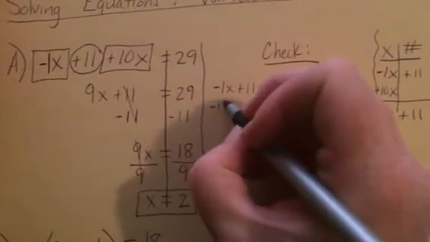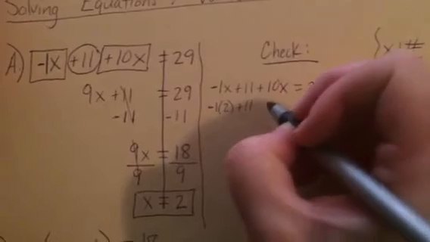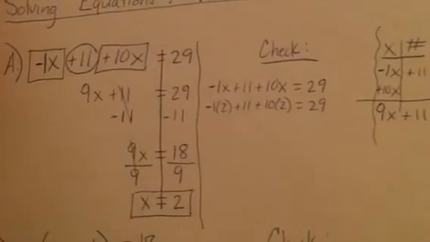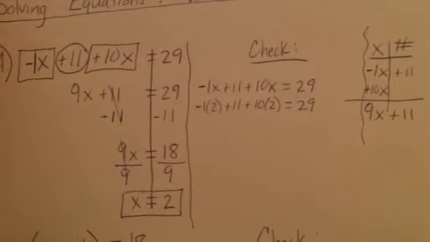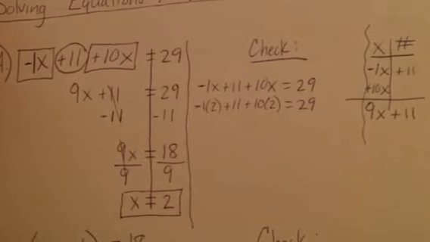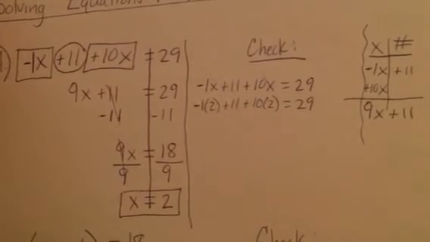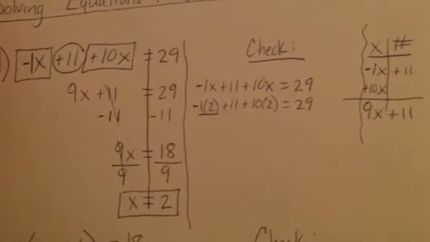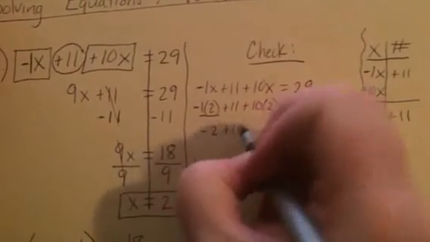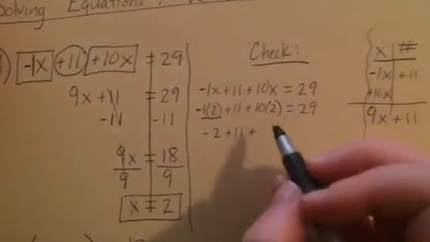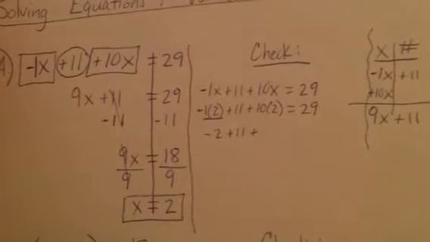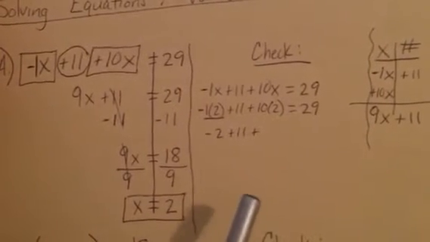So my answer was 2. So I'm going to have -1 times 2 plus 11 plus 10 times 2, and then equals 29. And if we did our job correctly, once we do the correct order of operations, we'll see that the left side also gives us 29 when we put our answer of 2 in. So this is going to be, first of all, multiplication or division left to right. So we have -2 plus 11 plus, you could do this now because we are working left to right. It's not going to affect the answer that you get.